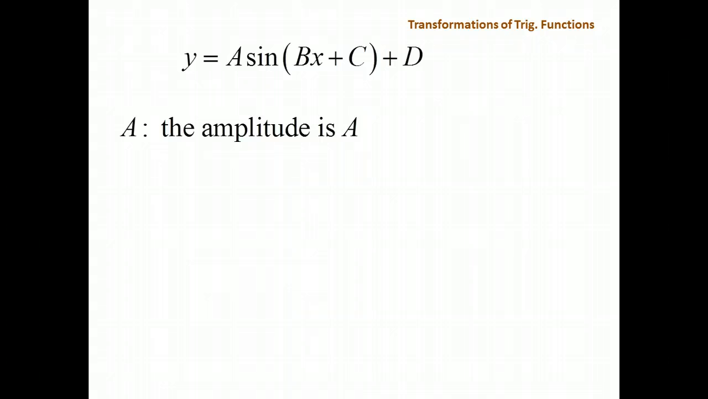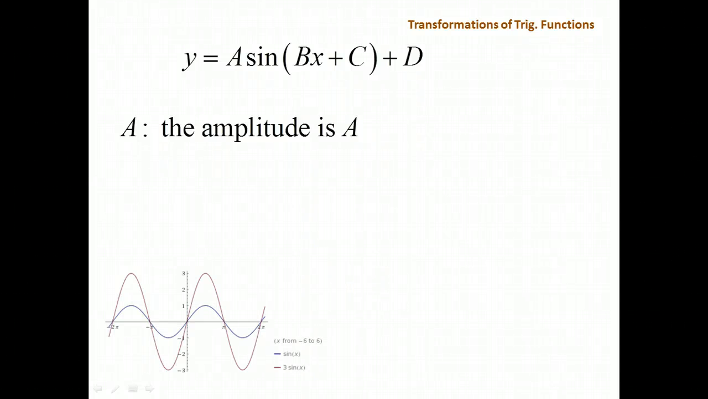is the amplitude. Here's a graph of a function called y equals 3 sine x. The amplitude is the distance that you go up or the distance that you go down from the central point. In this case, it's the x-axis. Normally, sine x goes up and down to 1 and minus 1, but when you multiply it by 3, it's going to now go up and down to 3 and minus 3. It's a vertical stretch.